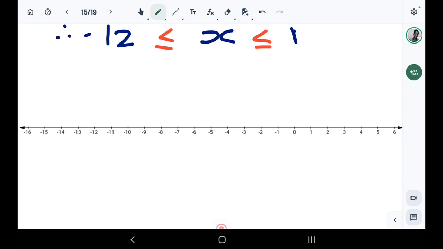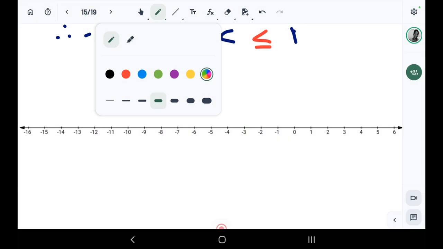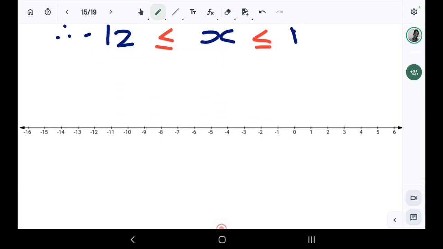And now how do we represent that in interval notation? Let's get back to the color. In interval notation, this is how you represent that. You've got square brackets on both sides with a comma in the middle, and then you've got 1 on the right-hand side, negative 12 on the left-hand side.